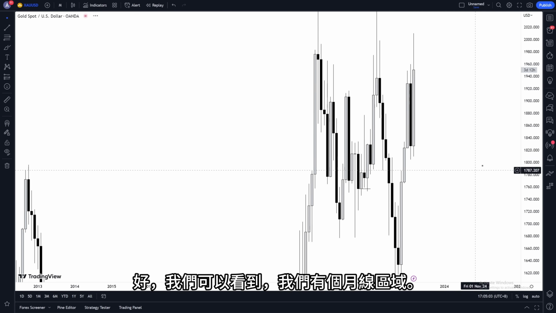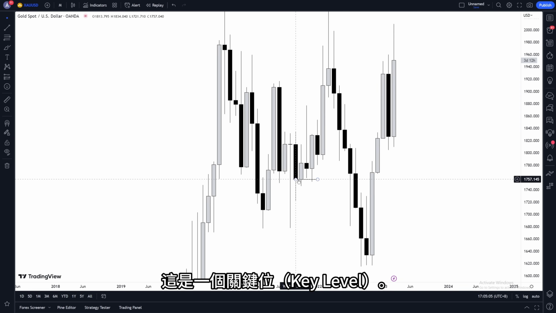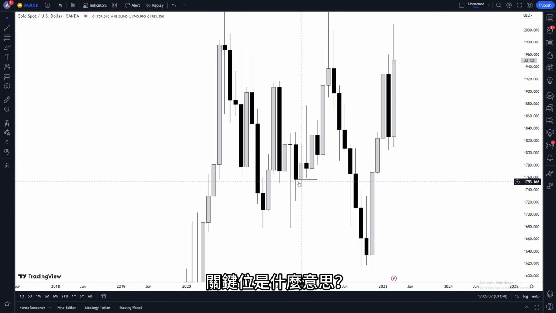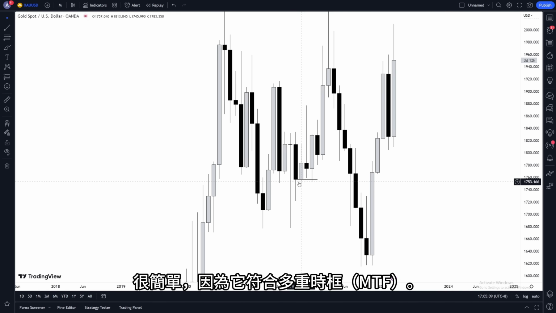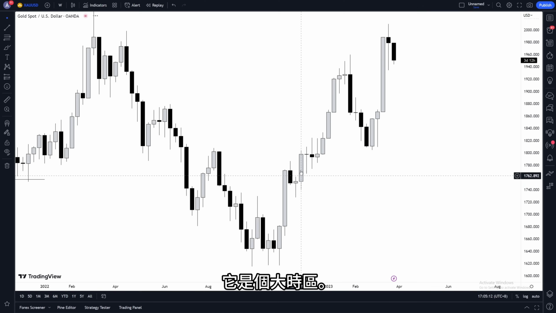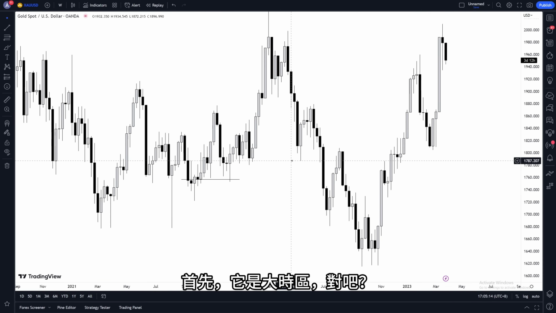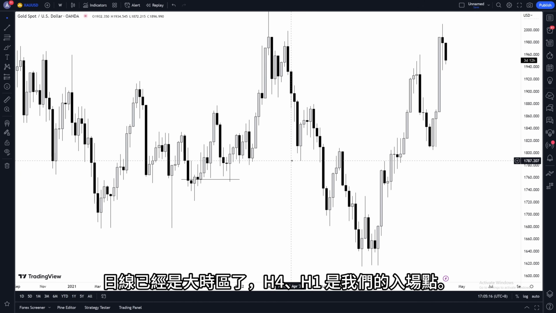Okay, so what we can see, we have ourselves a monthly zone. This is a key level. Why is this a key level? What's the meaning of key level? It's simply because it is MTF'd. It's a higher time frame. First of all, it's a higher time frame, right? Daily is already HTF. H4, H1 is our entries.